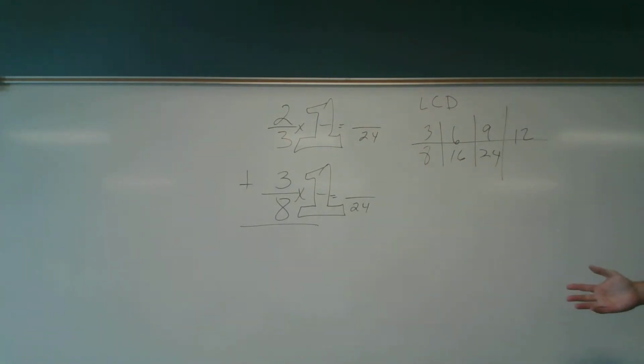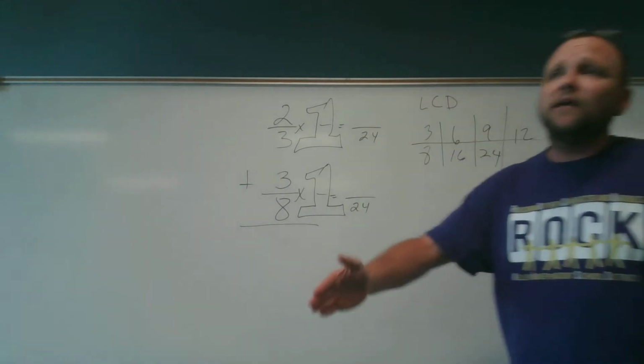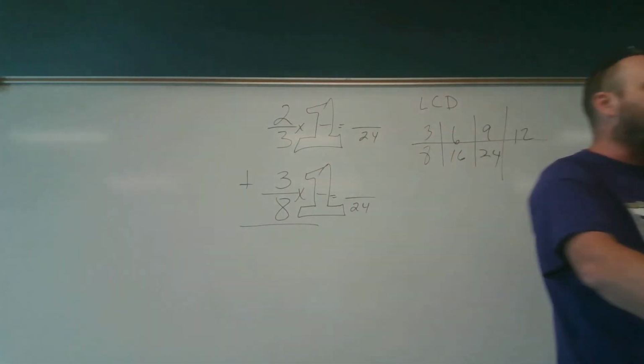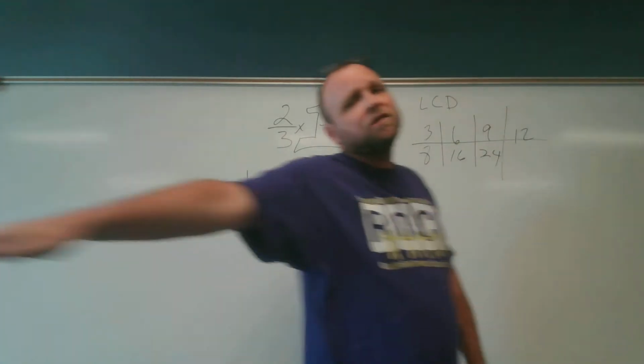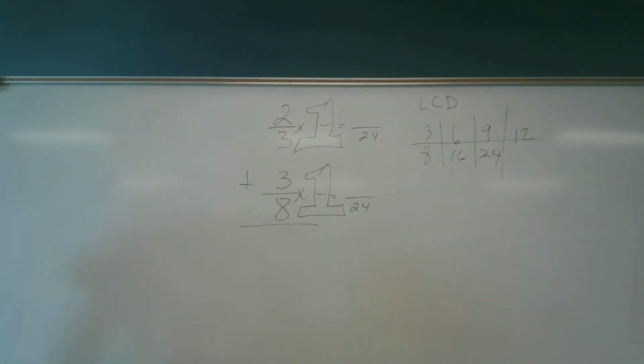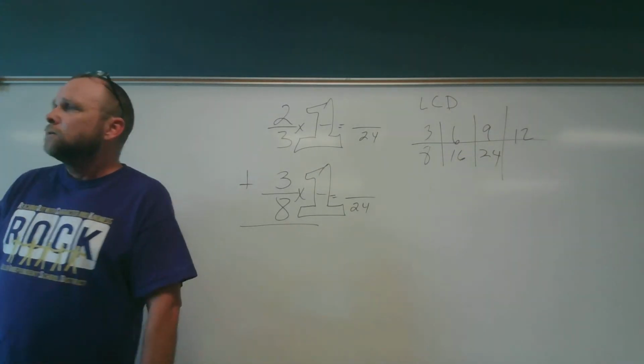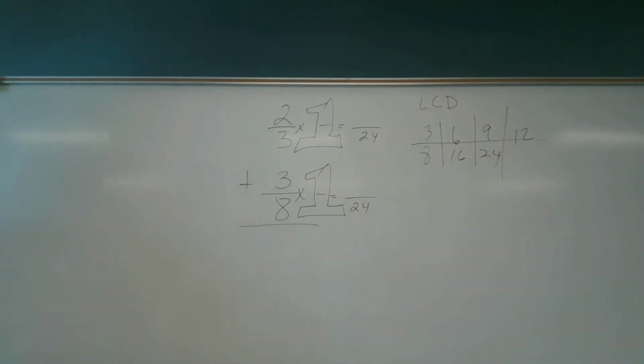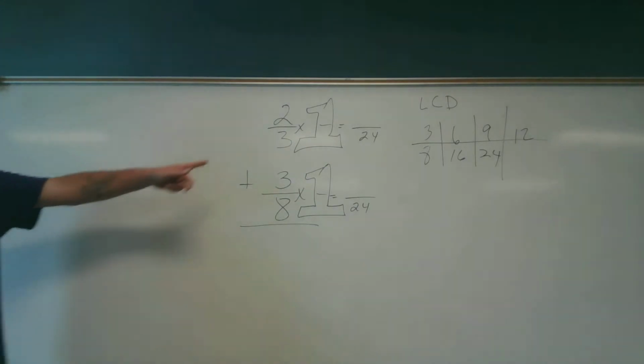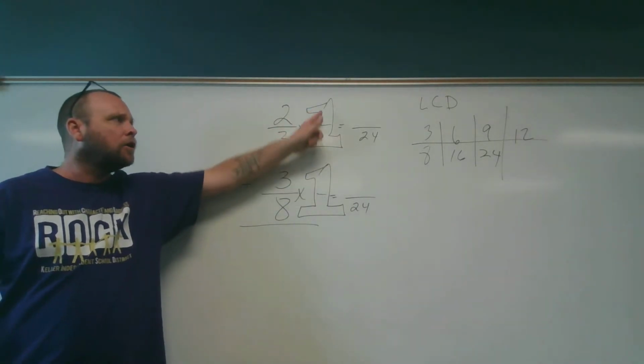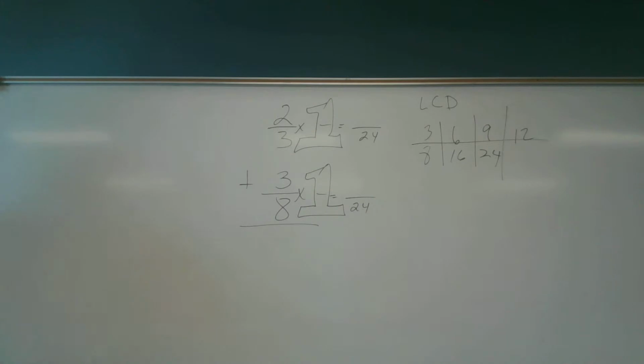So, what do they all have in common? They have both the denominator and numerator are the same. Good. The denominator and numerator are the same. Any fraction that has the same numerator and denominator equals 1. So now, Jacob M., what do I multiply by here that equals 1 that will give me a denominator of 24?